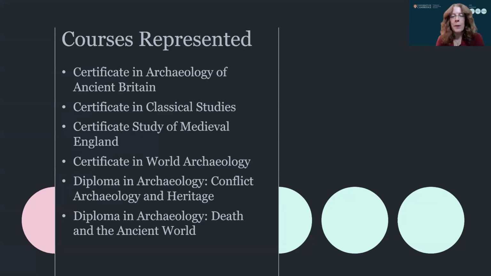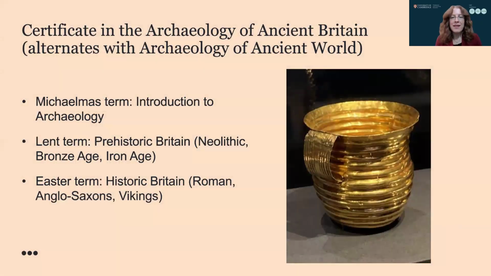Well, I will be going into that in just a little while, but in short, a certificate is the equivalent of first year undergraduate study, and the diploma is the equivalent of second year undergraduate study. So there you are. We have a chance to progress with your studies through the field of archaeology. So let me start off with looking at the archaeology of ancient Britain. And we have some of our certificates alternate with other certificates each year. So that's the case with this one. We have the certificate in the archaeology of ancient Britain, which alternates with the archaeology of the ancient world.